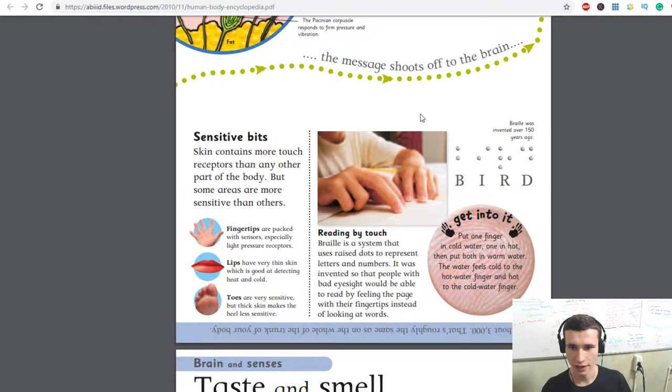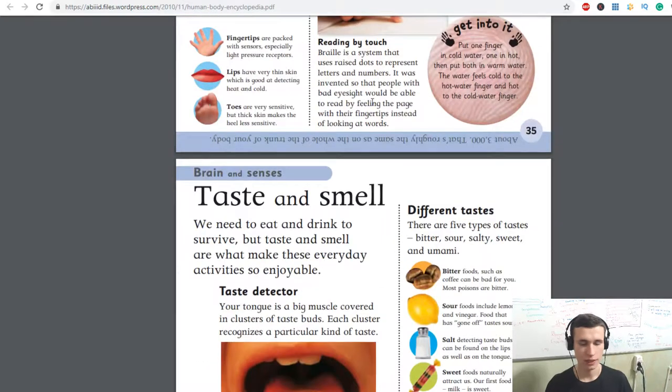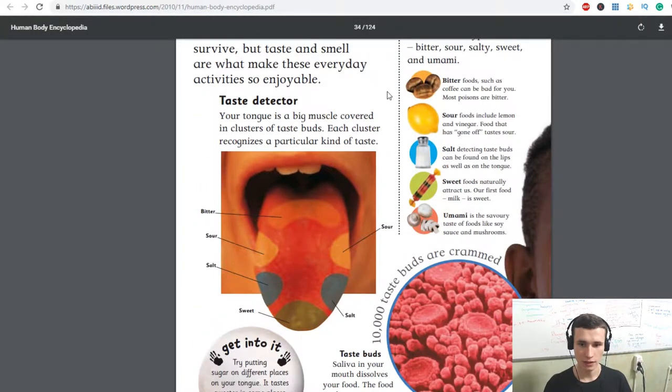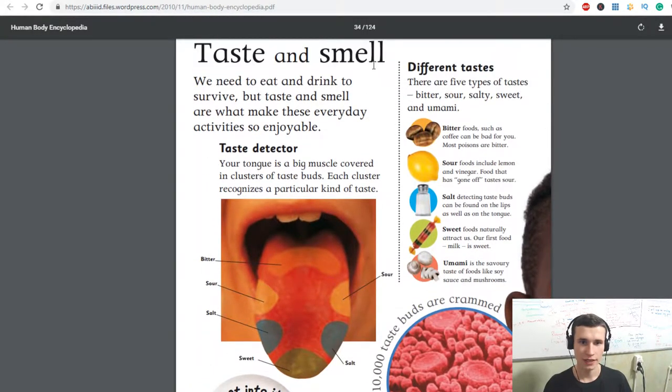Put one finger in cold water, one in hot, then put both in warm water. The water feels cold to the hot water finger and hot to the cold water finger. Both in warm.